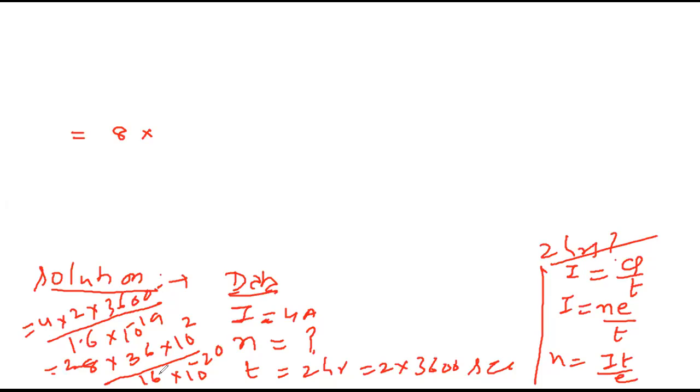Four into 2, 4 into 4, 4 into 9. So it is 2 into 9 into 10 raised to 22. 18 into 10 raised to 22 electrons.